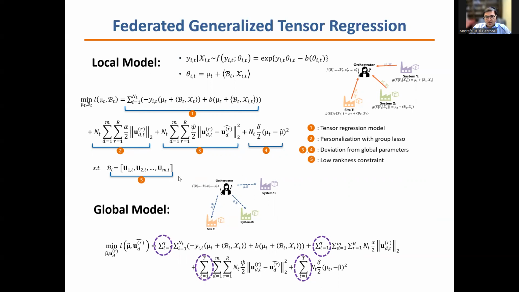So each local model solves this problem locally, and then at the global level, the server or the orchestrator solves the aggregated objective function, where it tries to estimate the global parameters. Notice that the first term does not have any global parameter in it, and therefore the orchestrator does not need access to the data.